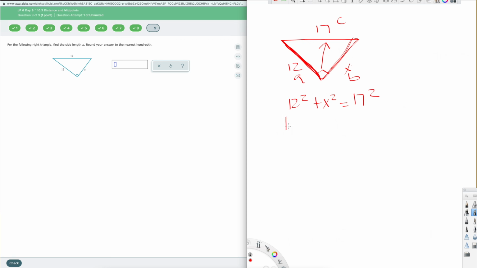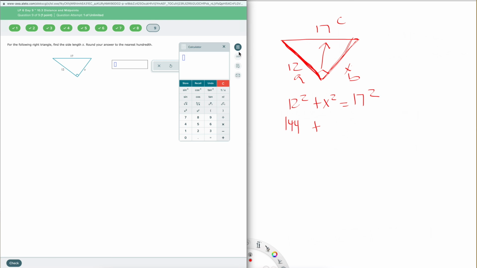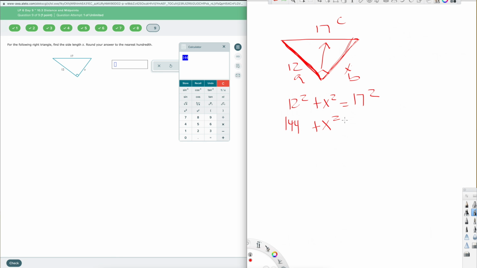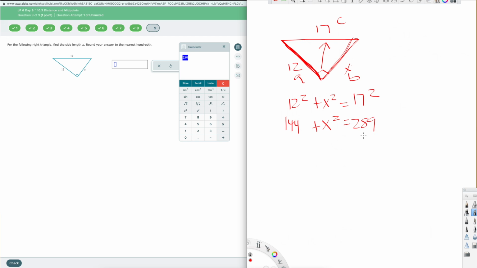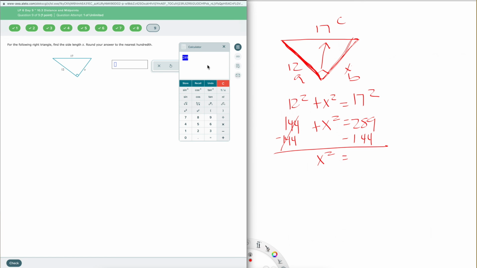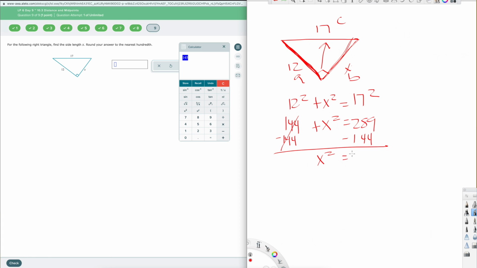So I have 144 plus, because 12 squared is 144, and I'll do that over here on the calculator. So I have 12 squared, like that. X squared is going to stay x squared for a minute. 17 squared, I think that's 289. Oops, not a 117. 289? Yay, 289. So now I need to get x squared by itself. I'm going to subtract 144 from both sides here. Boom, 144 minus 144 cancels. X squared equals, so I have 289 minus 144, and I get 145.